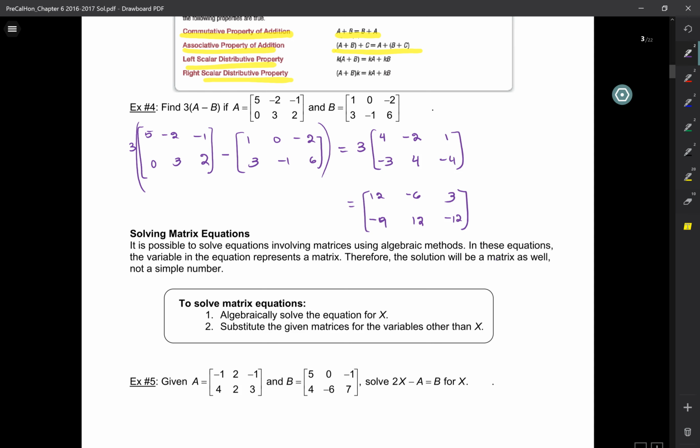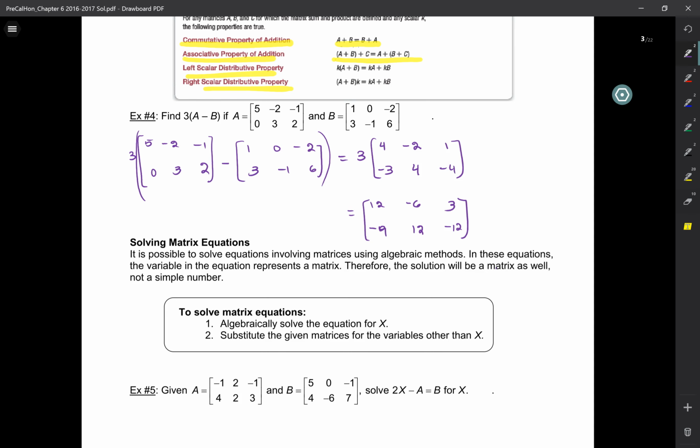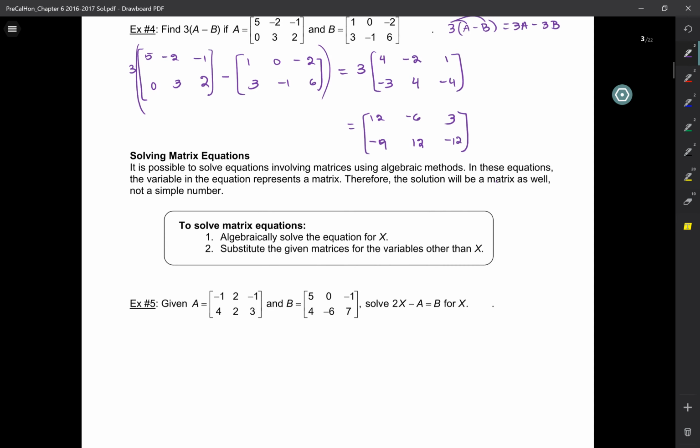That's 3A minus B. Now, I could have just as easily distributed and done 3A minus 3B. So I could have multiplied each of the matrices by 3 first, then subtracted, and have gotten the same exact answer.